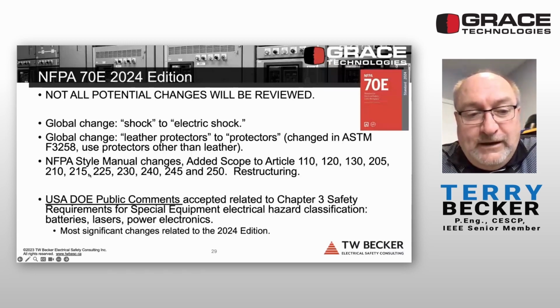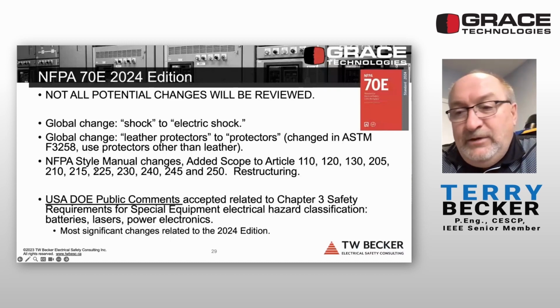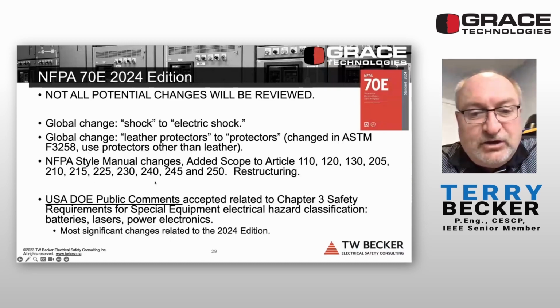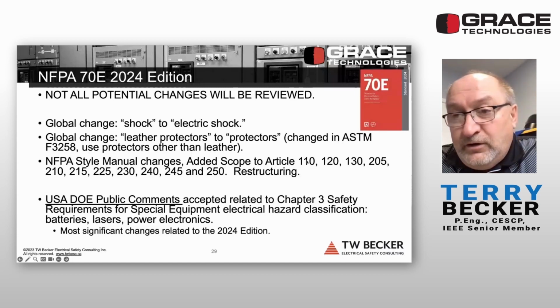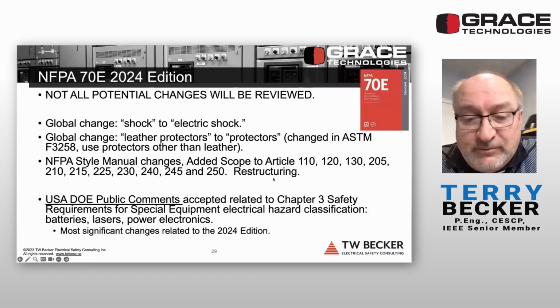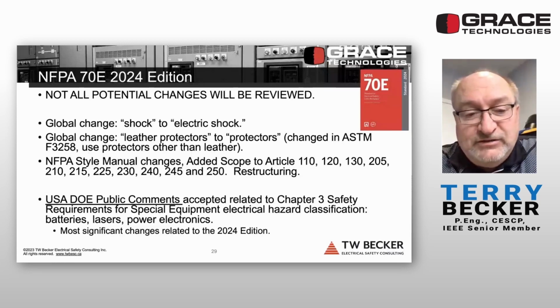Quite often, NFPA makes many style manual changes for their standards, so that occurred in this edition in a significant manner. The style manual required a scope at the beginning of all the articles, so scope had to be added, and that involved some restructuring of some of the articles. And as at the bottom of the slide, I mentioned already that the US DOE public comments are, in my opinion, some of the most significant and beneficial changes to 70E and Z462.